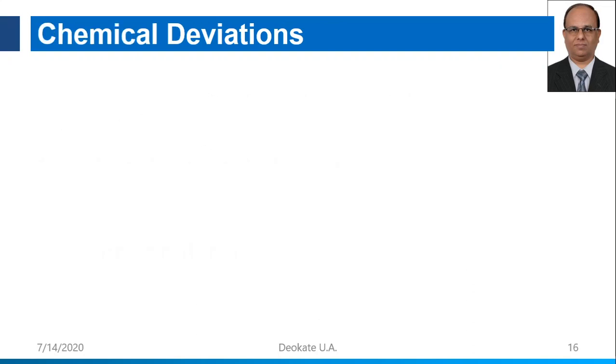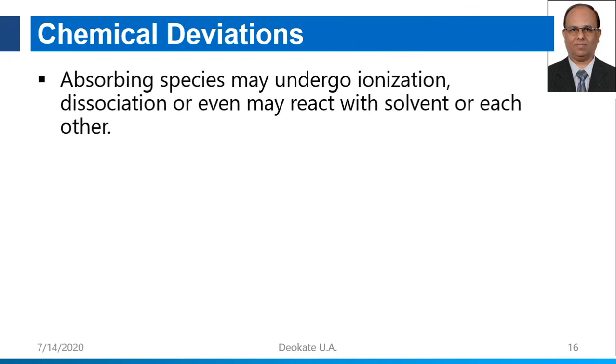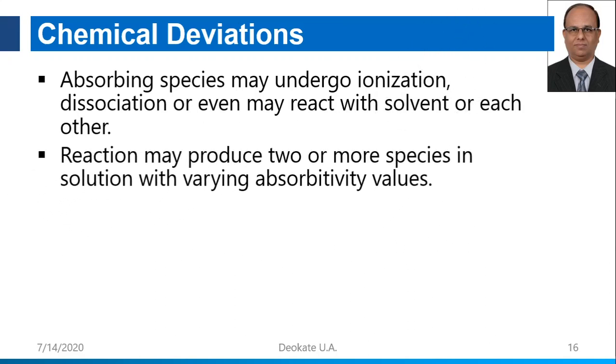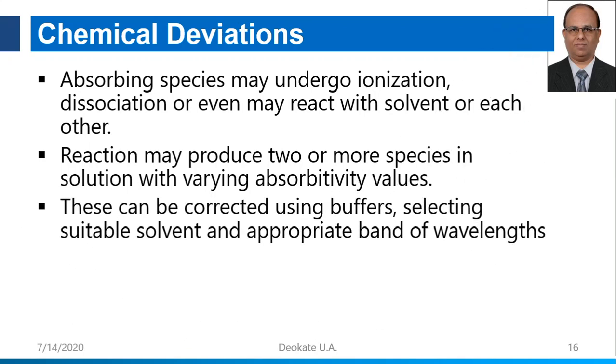Third one is the chemical deviation, that is, a reaction that causes a change in the absorbance of the solution. Absorbing species may undergo ionization, dissociation, or even may react with the solvent or each other. So hydrolysis may take place with the solvent like water, and that may change the intensity of the transmitted beam. A reaction may produce two or more species in the solution with varying absorptivity values, and that results in the deviation. So how can we rectify or overcome this deviation?